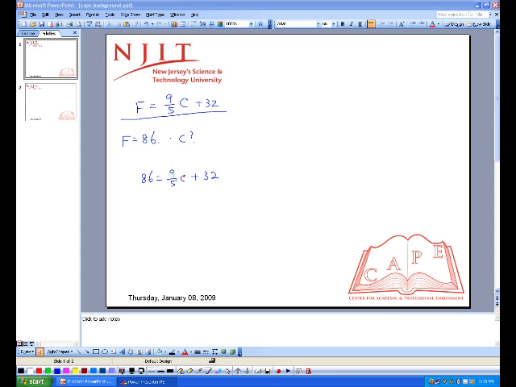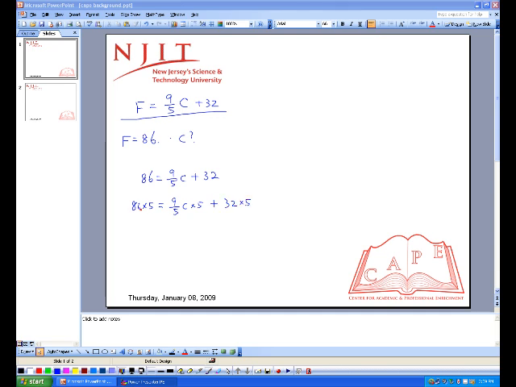Now we see that there's a fraction multiplying C and the denominator is 5. One of the easiest ways to deal with fractions in an equation is to simply multiply everything by that denominator in order to get rid of it. So in this case, we're going to multiply everything by 5. So 86 multiplied by 5 is equal to 9 over 5 C multiplied by 5 plus 32 multiplied by 5.